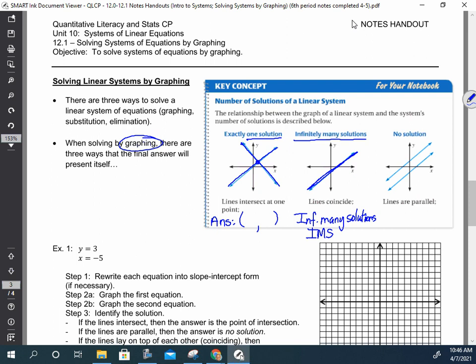Or you graph both of your lines and you see that they're parallel. That's no solution. So you literally would put no solution. Now, the majority of the time, the lines are going to intersect. But since the other two exist, you might as well at least know that they exist. Any questions before we start with our first example?